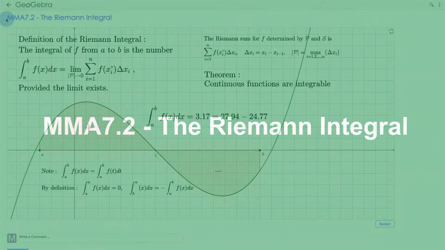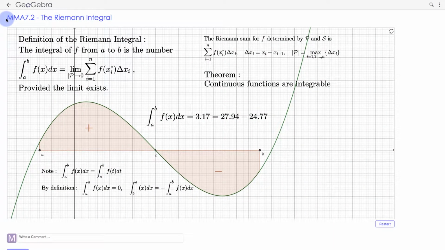So, having now established what a Riemann sum is, we are ready to define what the Riemann integral is. So, the integral of f from a to b is the number which we write like this. The integral from a to b, f of x dx, that's how it's read, equals the limit of these Riemann sums as the size of the partition tends to 0. So as the partition becomes increasingly fine, provided this limit exists.